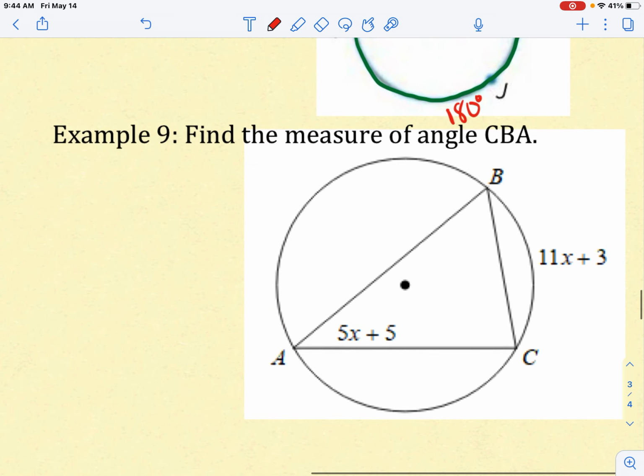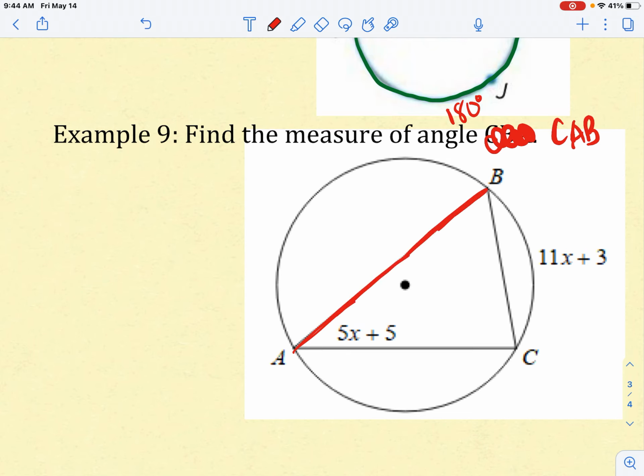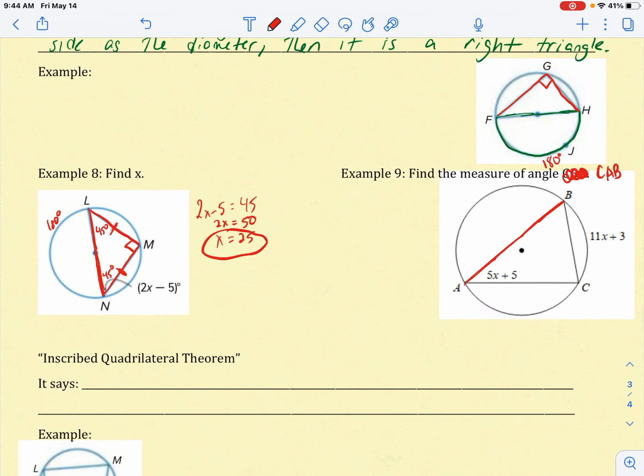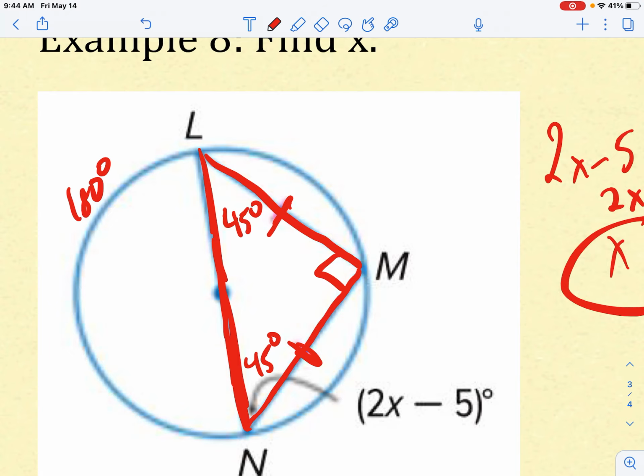Okay? Now over here on the right side, we want to find the measure of angle CAB. Well, notice this one's different, right? This side right here, AB, is not a diameter. So we can't use the formula that I just mentioned. Okay, that's just to show you that one of the sides of the triangle has to be a diameter. Okay? If so, it's a right triangle.